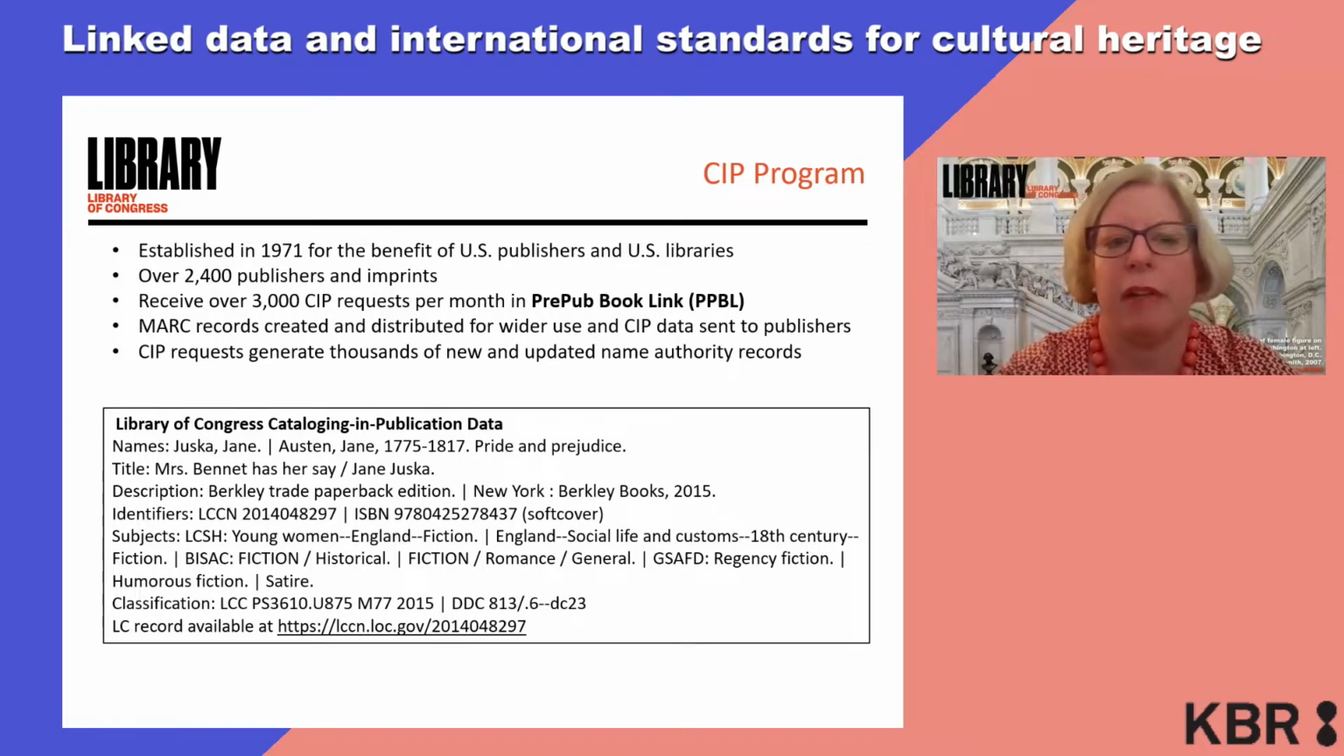We create MARC records for the CIP titles, and we distribute those through the metadata supply chain and send a CIP data block, an example of which you see below on that screen. We send that back to publishers, and they would print that on the inside of their book, usually on the copyright page. And CIP requests generate thousands of new and updated name authority records. So it's a very heavy authority record workflow. Next slide, please.